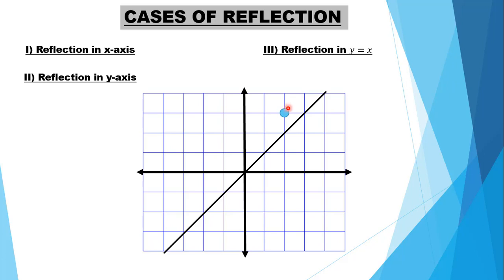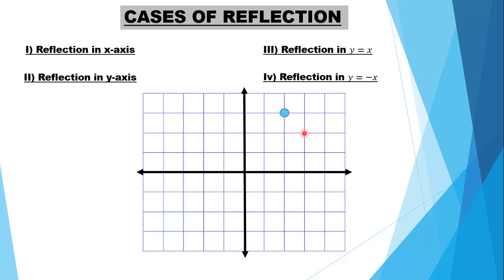Now we have to reflect this point in this line. So, students, again, you have to take the vertical distance of this point from this line, which is this one. The image of this point should be on the opposite side of this line, which is going to be somewhere here. So if this point is reflected in the line y equals x, its image will be somewhere over here.